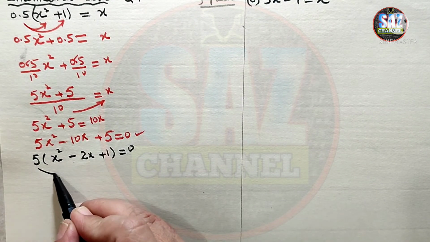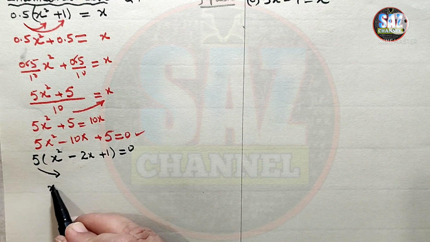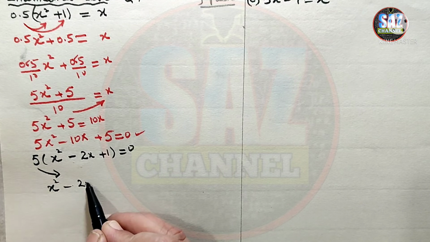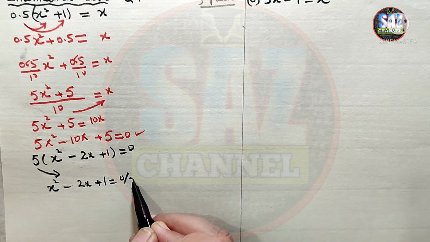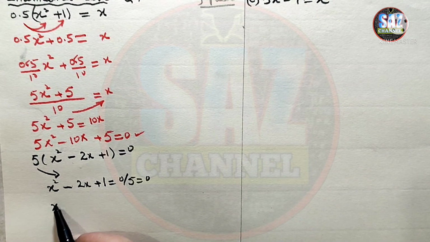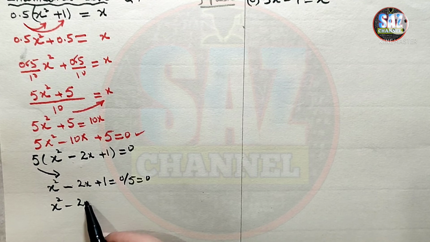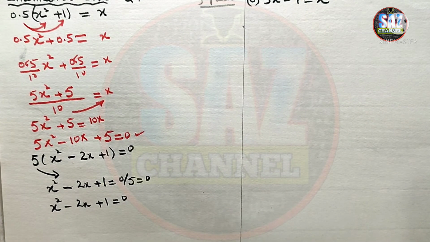Now we have to shift 5 to the other side, and the equation will take the form x square minus 2x plus 1 equals 0 by 5, which is equal to 0. And now we are left with x square minus 2x plus 1 equals 0. Now at this stage we have to see by which method we can solve this equation.